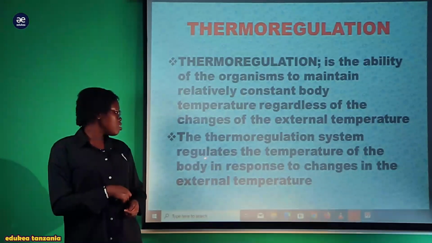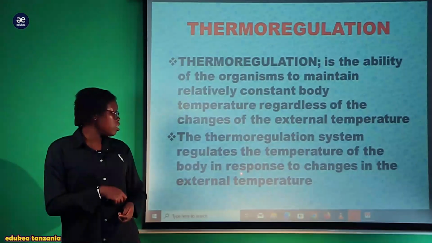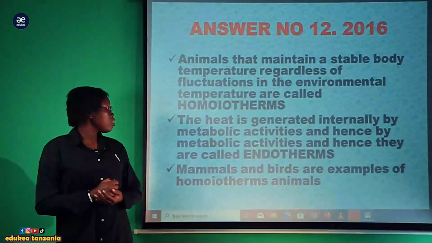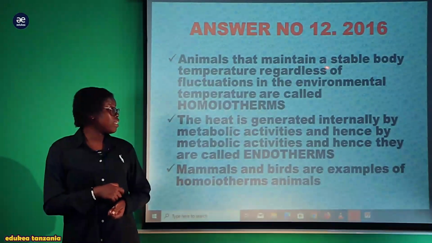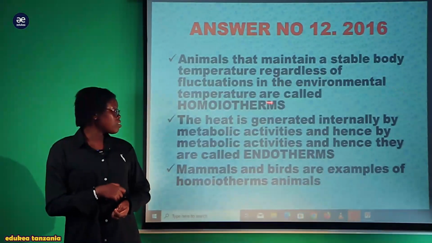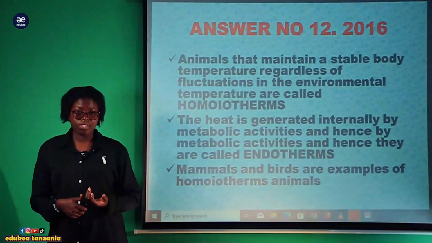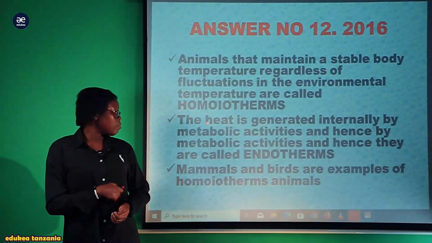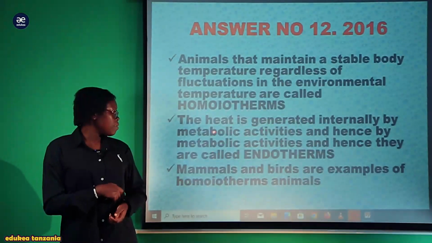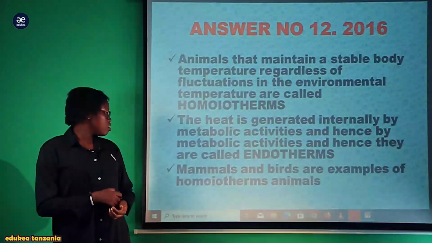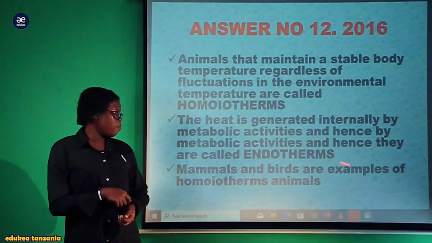The thermoregulation system regulates the temperature of the body in response to change in the external temperature. So, animals that maintain a stable body temperature regardless of fluctuation in the environmental temperature are called homotherms. And the heat is being generated internally by metabolic activity, and hence they are called endotherms. Mammals and bees are examples of homotherm animals.